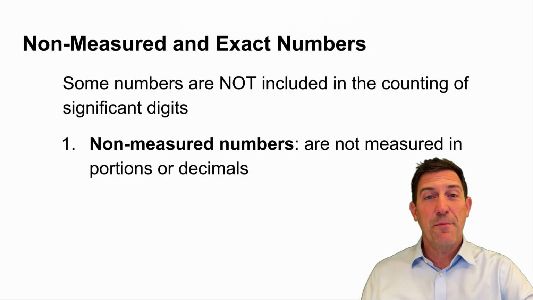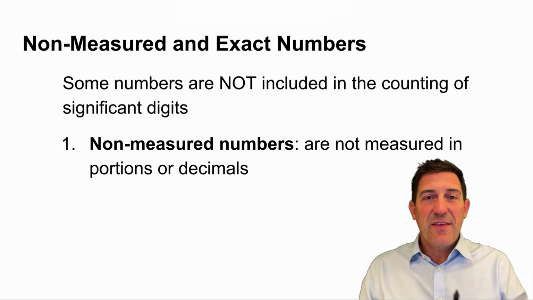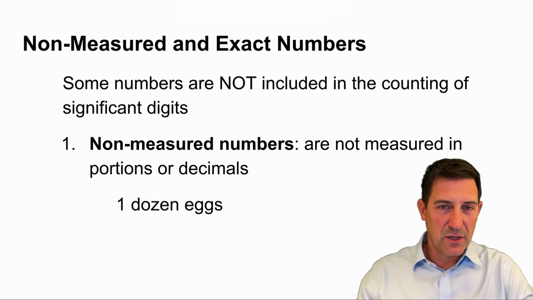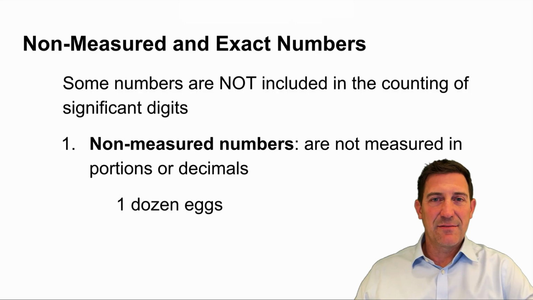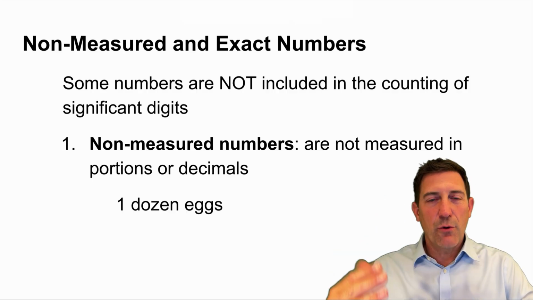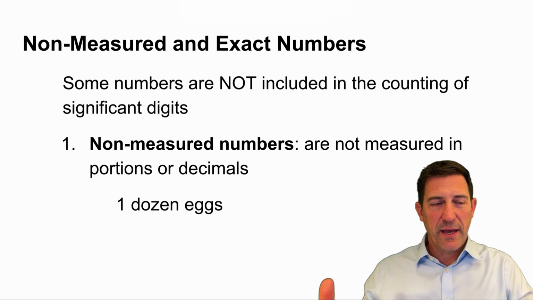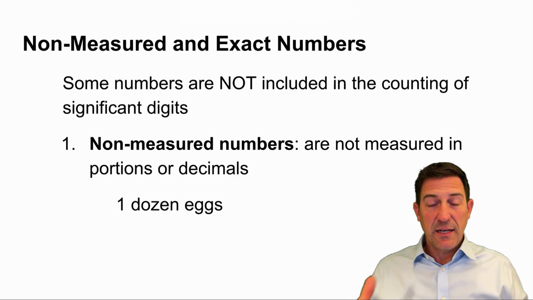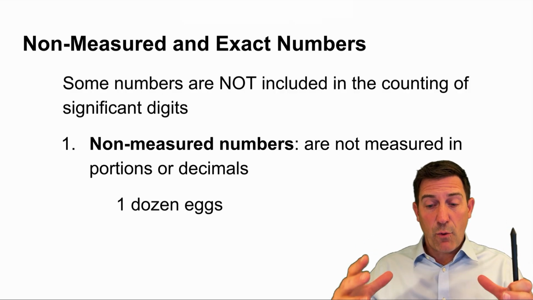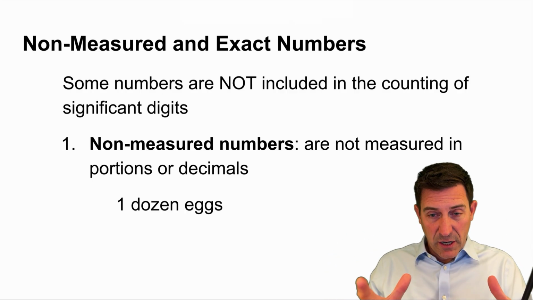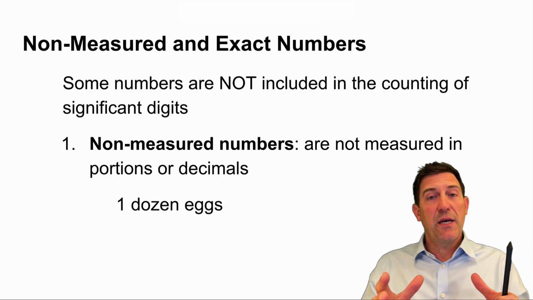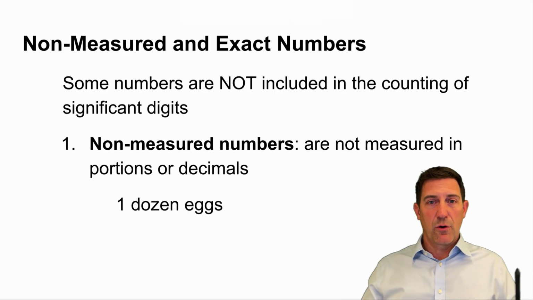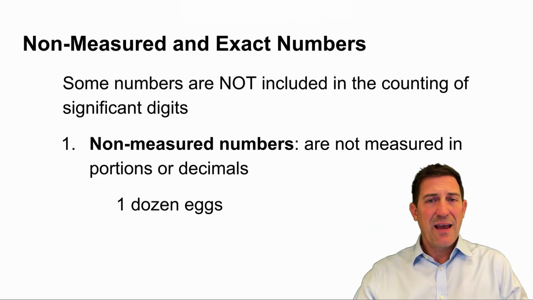The first one are non-measured numbers. To define this, these are any numbers that are not measured in any portions or decimals. For example, a dozen eggs, right? A dozen eggs, we all know is 12 eggs. It's not 12.1 eggs. It's not 12.01 eggs. There'll never be a decimal associated with it. It's 12. If it's always 12, then it's exactly 12. So it's not a measured value. And significant digits only deals with measured values, things we've actually measured with a ruler or measured on a balance or a graduated cylinder.